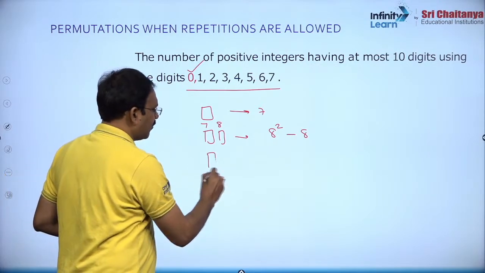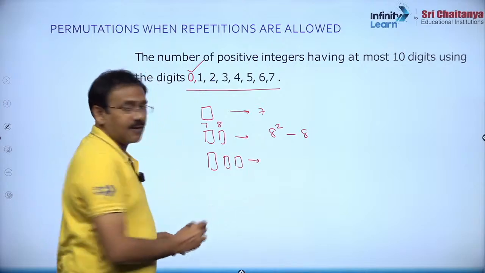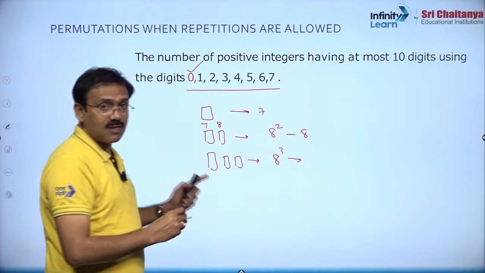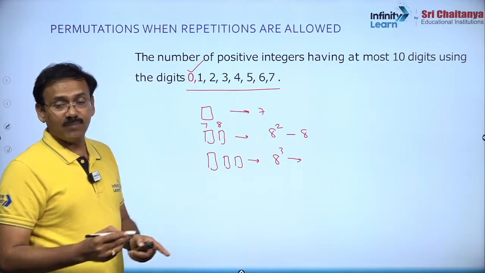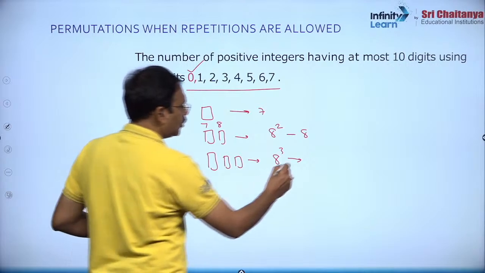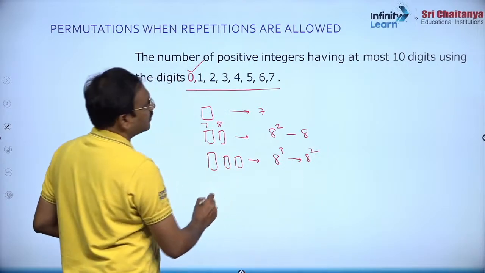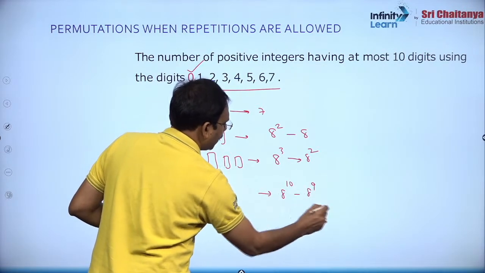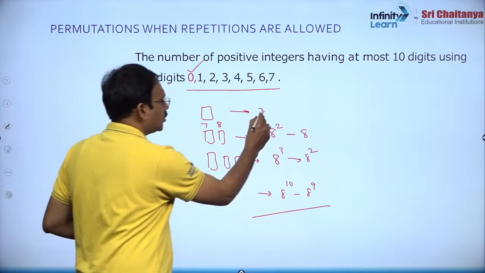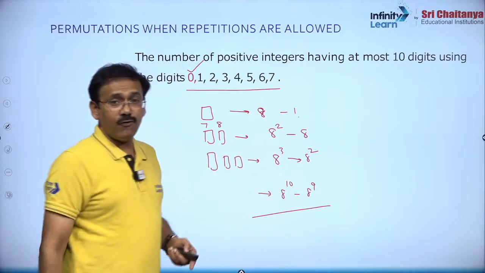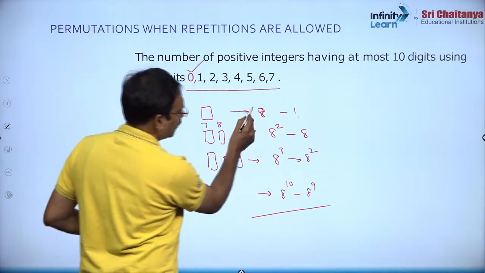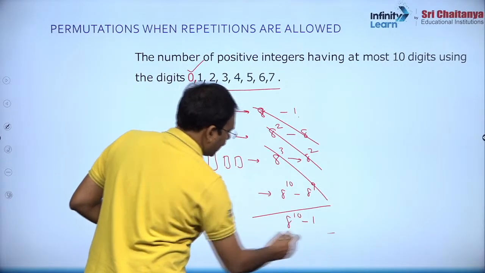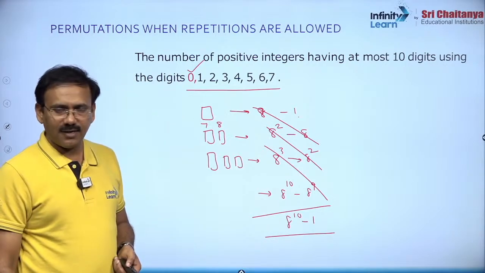How many 3 digit numbers can be formed where 0 is there? You just form all the 3 digit strings, 8 cube will come. Of those you subtract those which start with 0, because they are not 3 digit numbers. If you put 0 first, you will get 8 square. So, like that, at most 10 digits means 8 power 10 minus 8 power 9 will come. This also you can write as 8 minus 1 times. If you just add all these, my dear friends, these get cancelled like this. Finally, you will get 8 power 10 minus 1 is the answer, right, dear students.